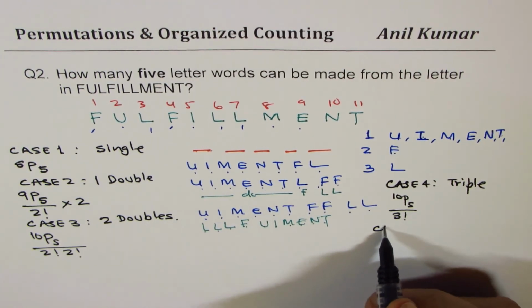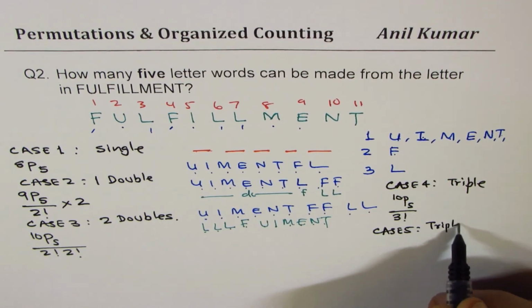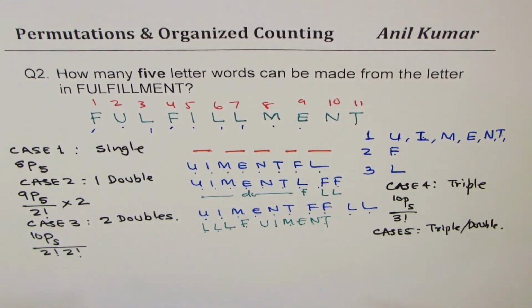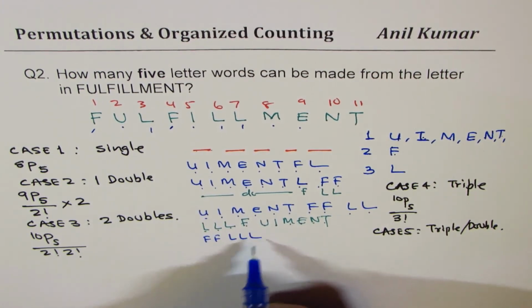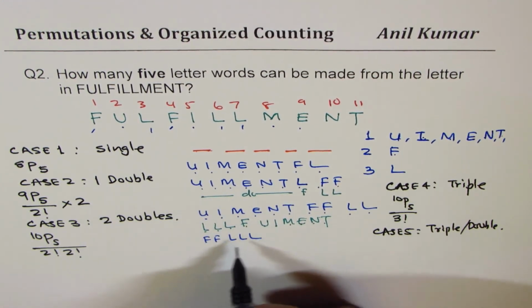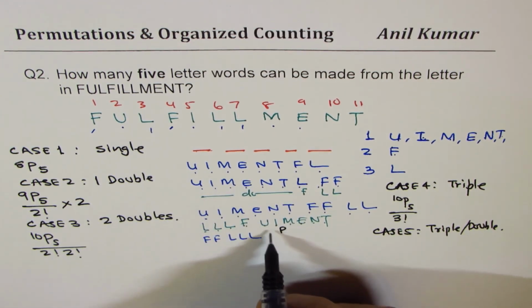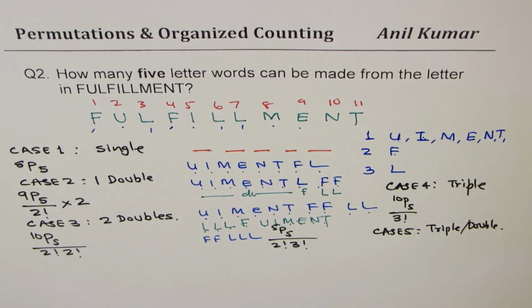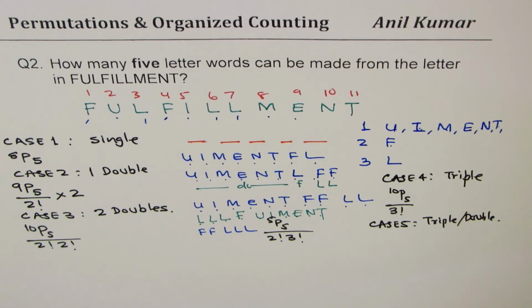Now we could also have a case 5, which is a triple and a double. Is that correct? That makes only the combination of 2 F's and 3 L's, a triple and a double. So a triple and a double means we have 5P5 divided by 2 factorial times 3 factorial. Is that clear? So these are all the combinations which are possible.